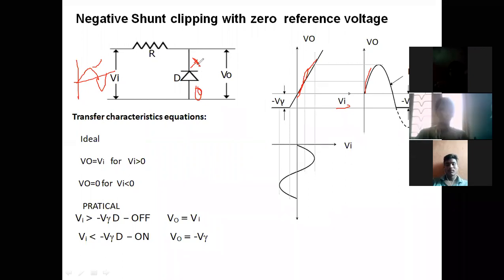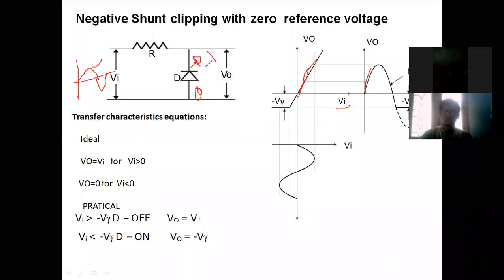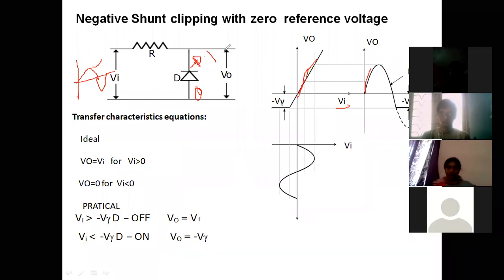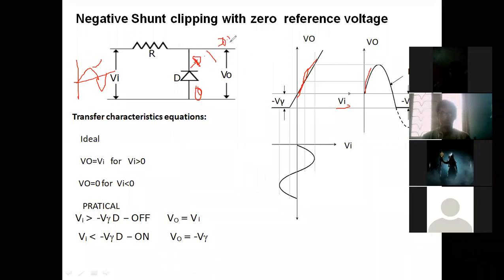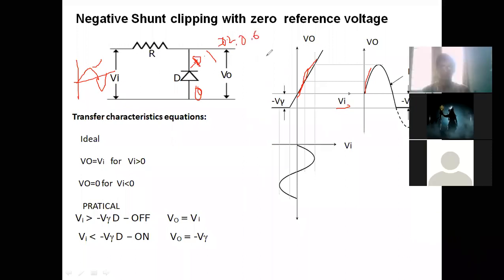Suppose I apply minus 0.1 volt. Even though the anode is greater, it is not greater than the cut-in voltage, therefore the diode will be in the off state only. When you apply minus 0.2 volts, that is also less than the cut-in voltage, so the diode will be in the off state. So on, when you apply minus 0.6, the diode will be in the off state. When you apply minus 0.7, the diode comes to the on state.